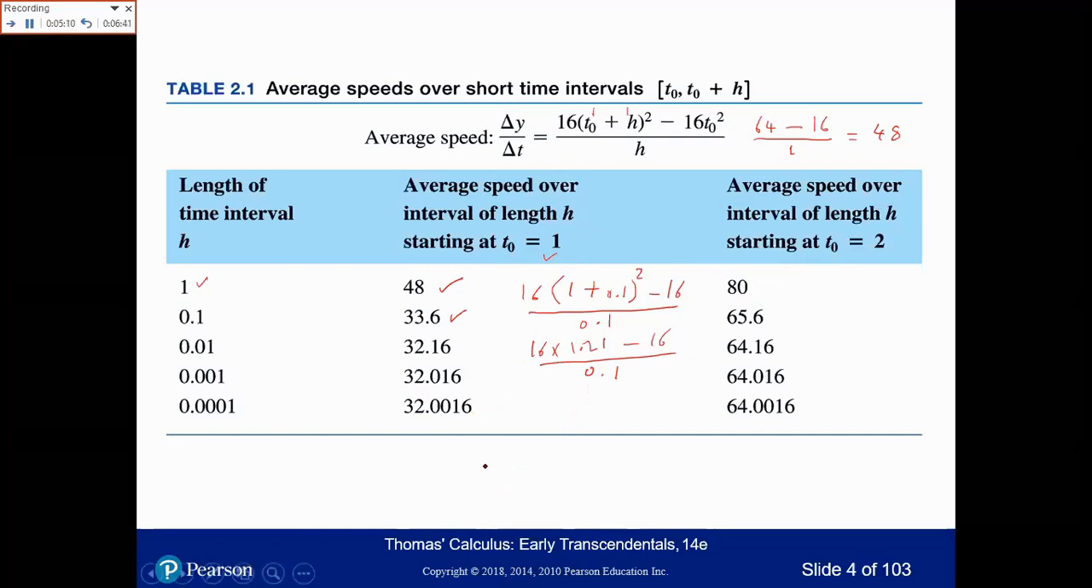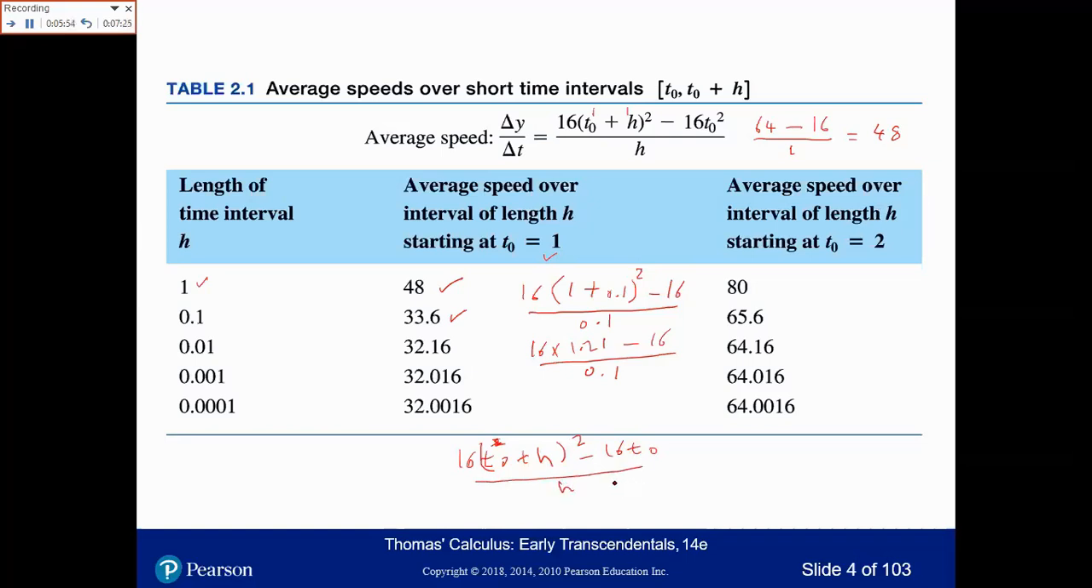Now, let me ask you this question. What if I have the same equation? Let's say here, the equation is 16 times (t0 plus h) squared minus 16 t0 squared, divided by h. Sorry, this is a square, there's no square here, okay?